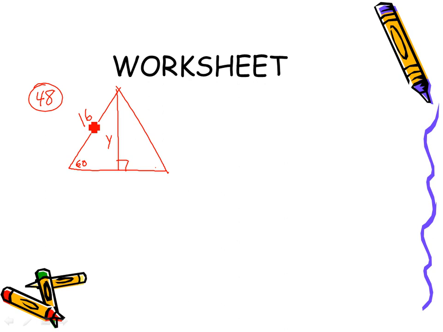If I just look at one of these triangles, so if I split off the triangle on the left, I know this is a 60-degree angle, that's a 90-degree angle, and this angle up here has got to be a 30-degree angle. This is our Y. This is 16. Let's see, did I forget anything there? Yeah, X is right here.